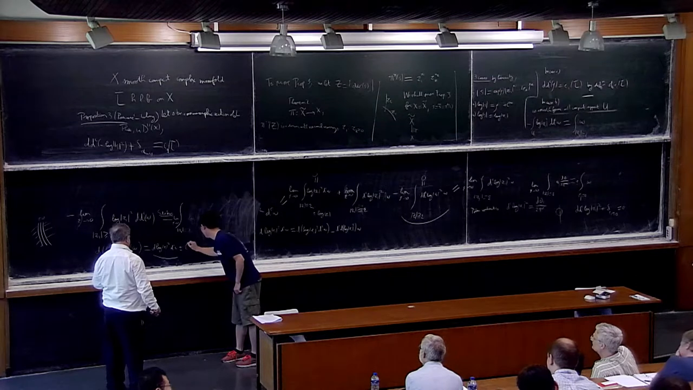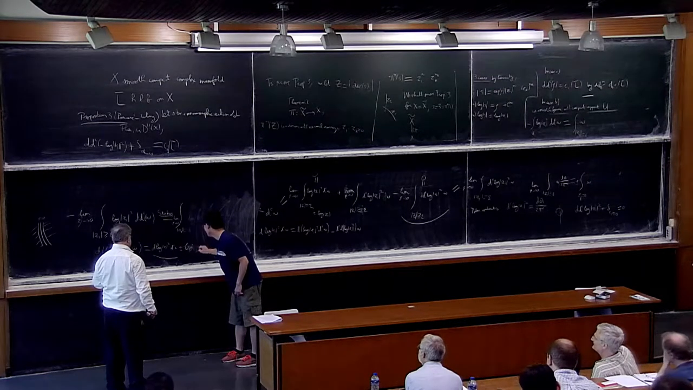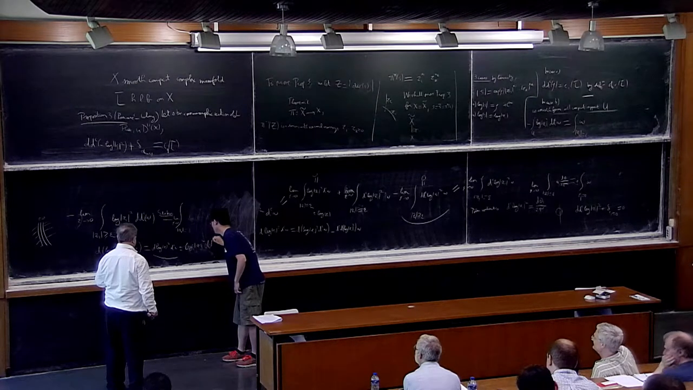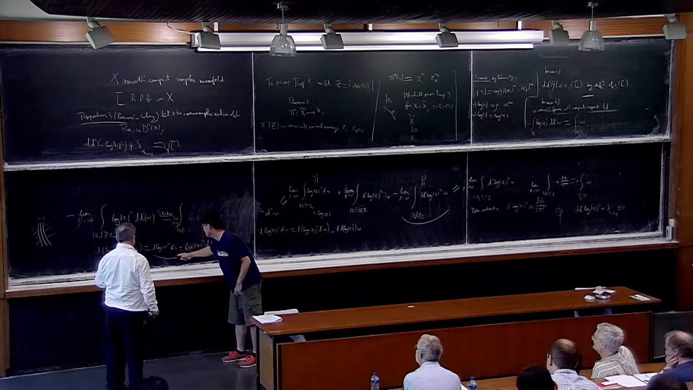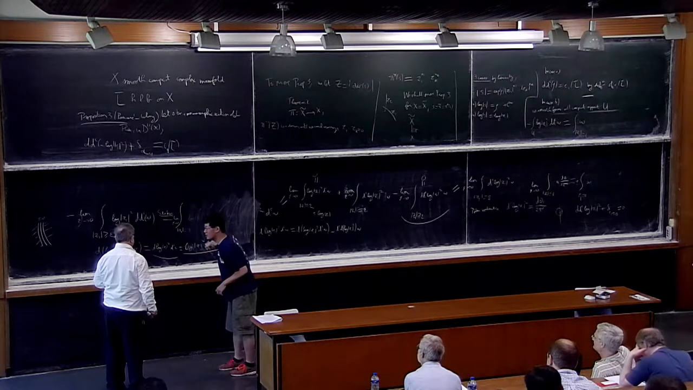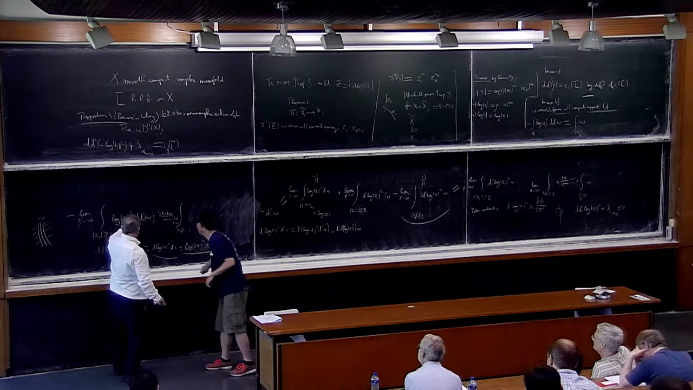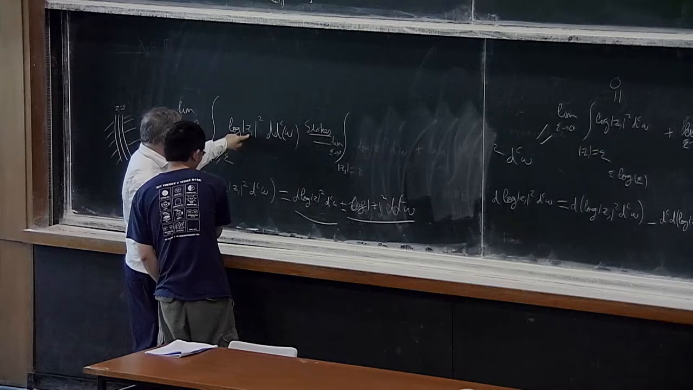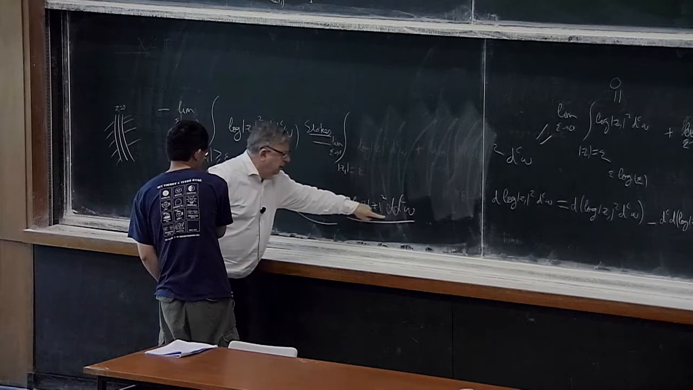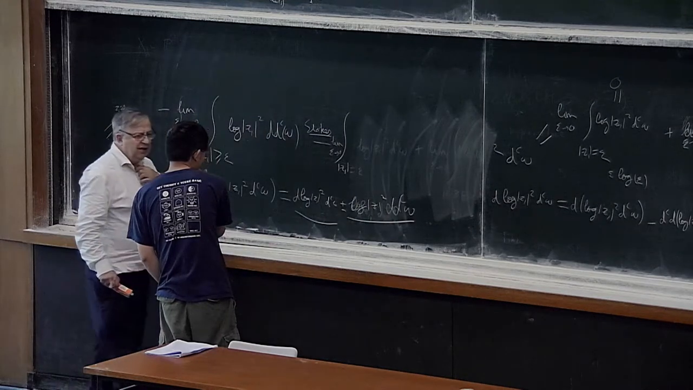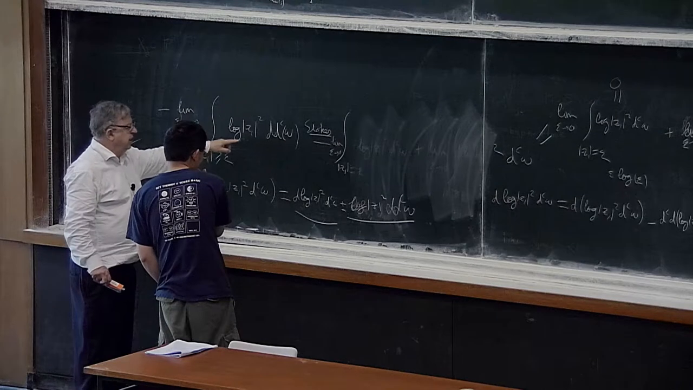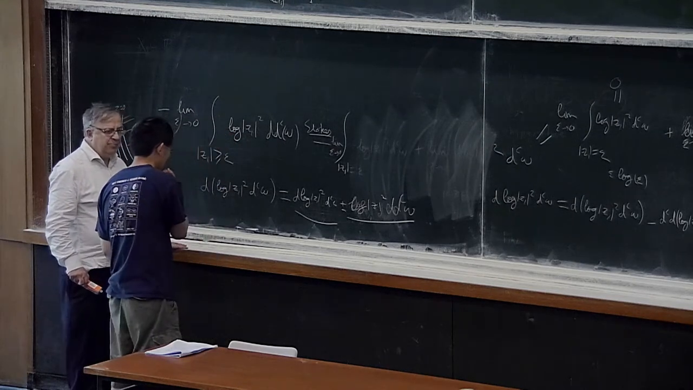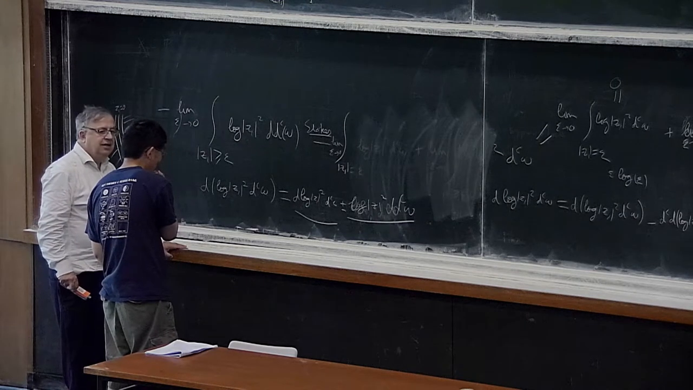So you have log C squared C omega. Yes? Where did the term go? In the definition of the left-hand side. Oh. So the left-hand side is precisely the integral of log Z1 squared against DC omega. And we replace this using Leibniz formula. Okay.